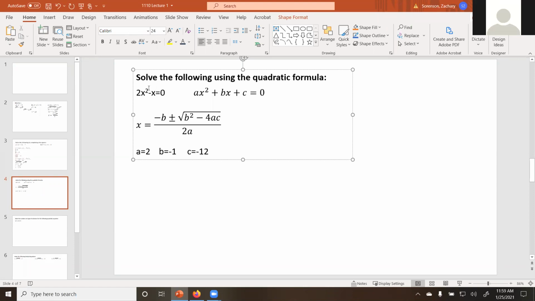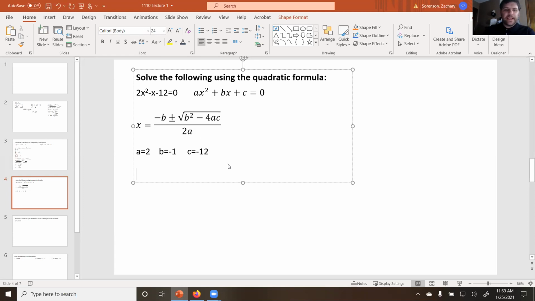Would it be 0 since you don't have one? Yes. So if you're missing a value, if you're missing an x squared, which you wouldn't really use the quadratic formula if that was the case, or you're missing an x or you're missing a constant, that means it's 0. It's there, but it's being multiplied by 0. Just something to be aware of.